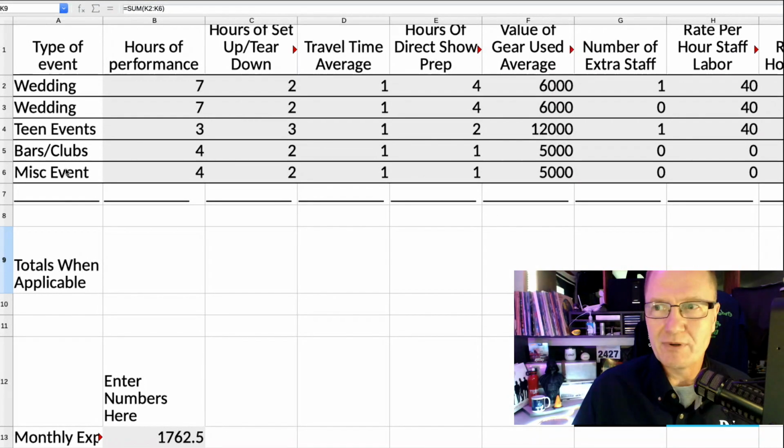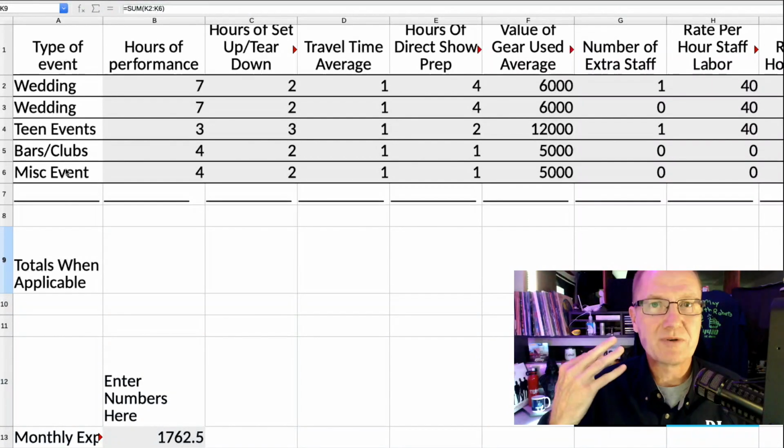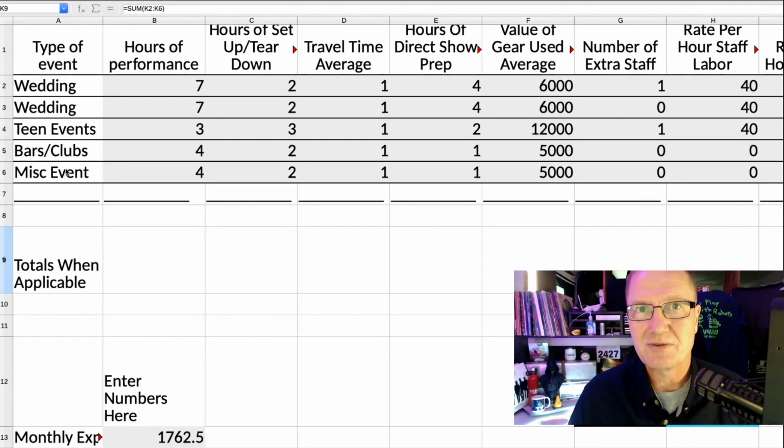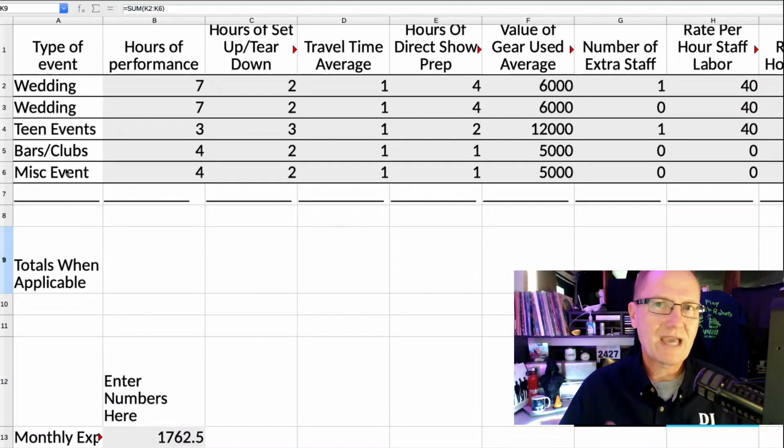For this example, and it's down a little farther, you can't see it quite yet on the page, we're going to be doing 3 weddings where we have an assistant, 2 weddings without, 1 teen event, and we're going to be averaging 4 events a month for the bar and the miscellaneous events. A 2-system company would be very comfortable with that, because when you add all those up, that comes to almost 100 events a year. And this is an average per month.